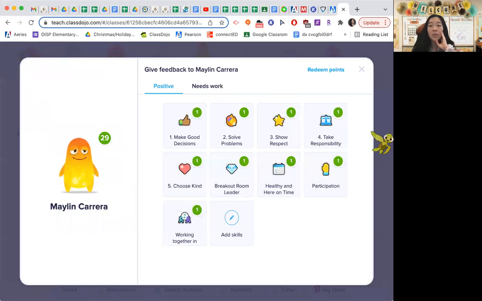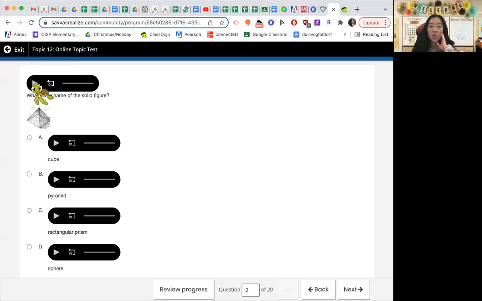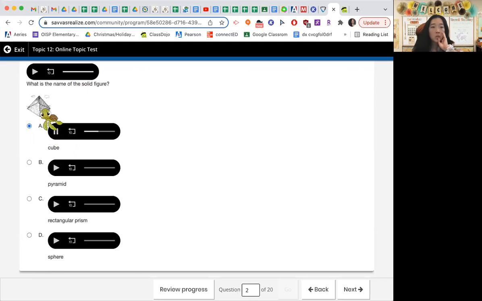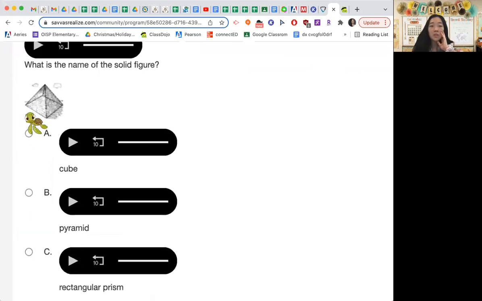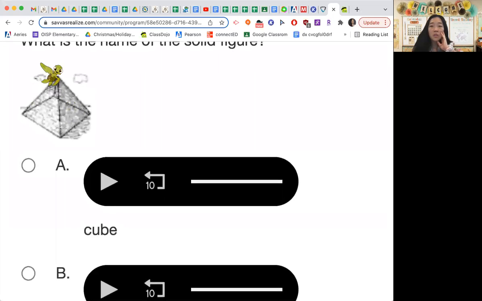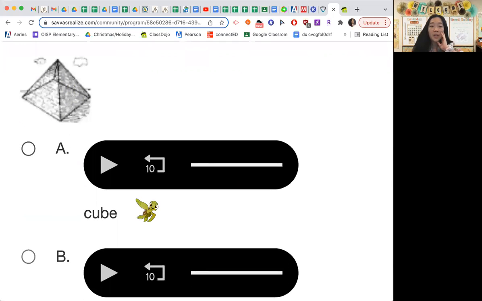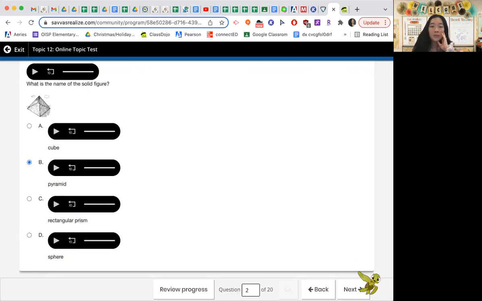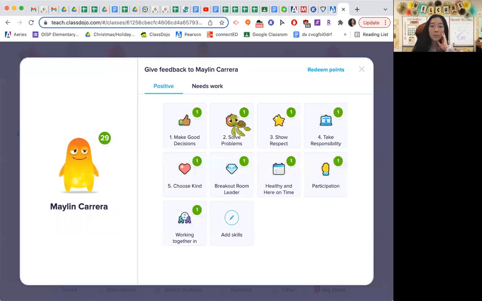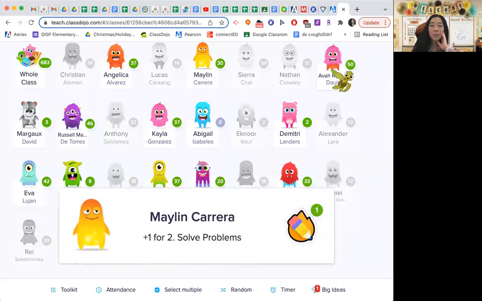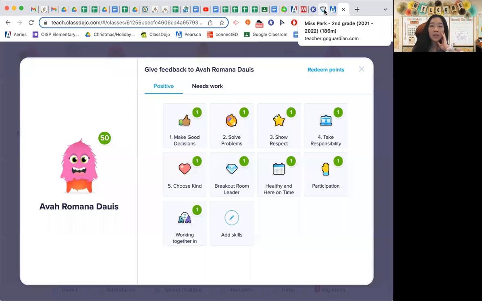The next person is going to be Maylee. Maylee, you're going to answer the next question. Maylee only. What is the name of the solid figure? Cube, pyramid, rectangular prism, sphere? What do you think, Maylee? What is this called? Pyramid. Very good, a pyramid. Next person is going to be Ava.